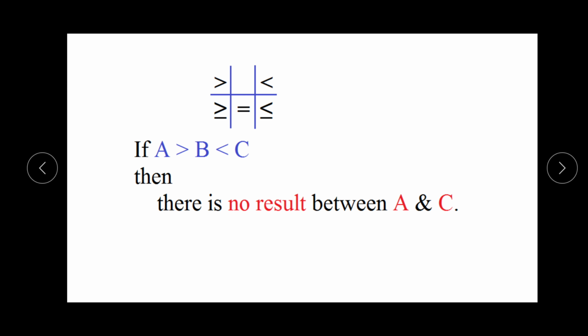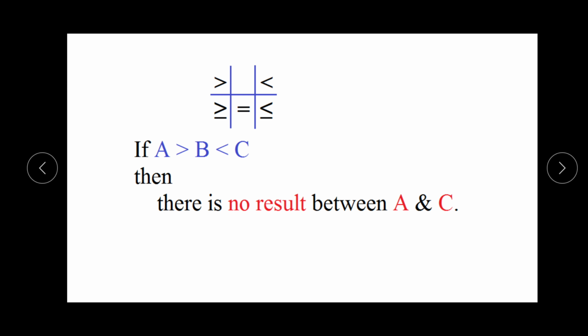If opposite inequalities are used in the same statement, here a is greater than b and b is less than c, and we are finding the relation between a and c, there is no result between a and c. We can say that a can be greater than c, a can be equal to c, or a can be less than c. It means all three relations can hold between a and c.